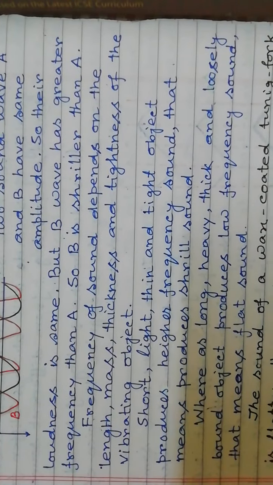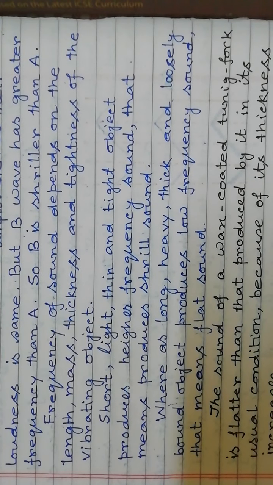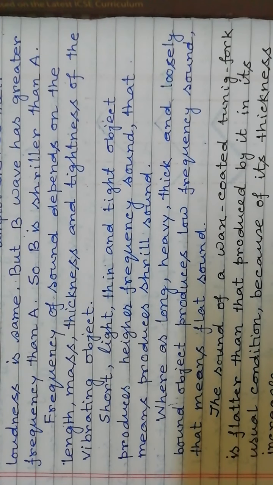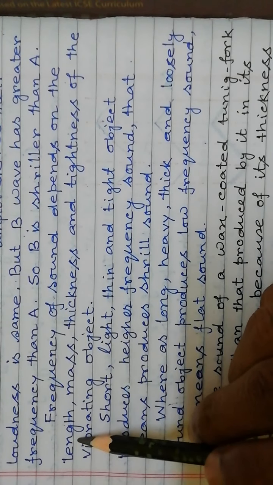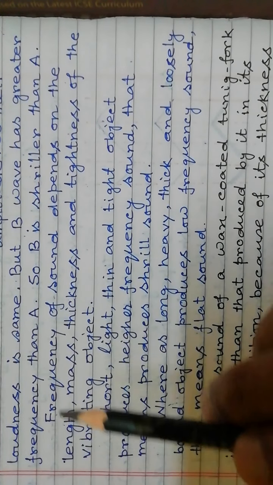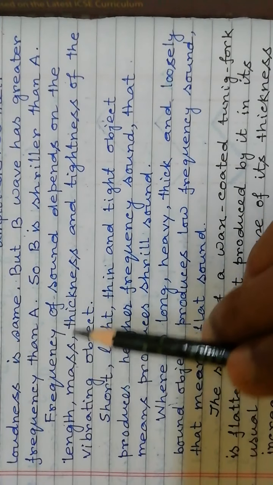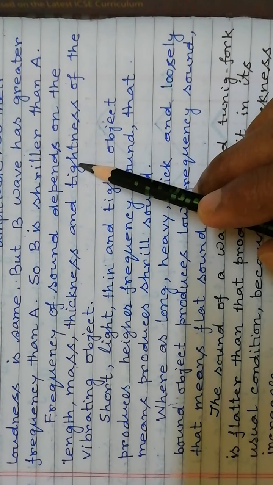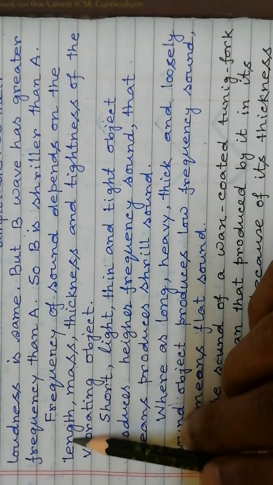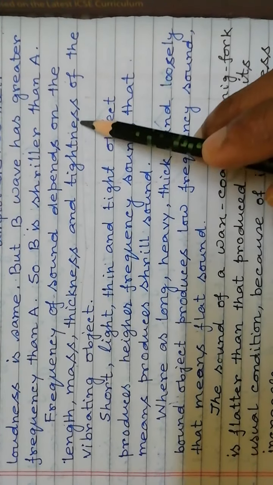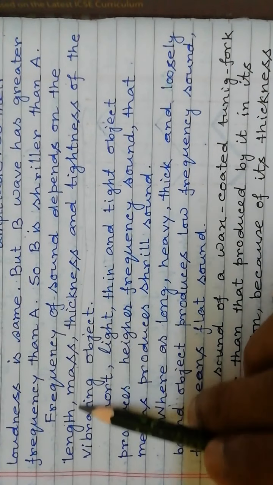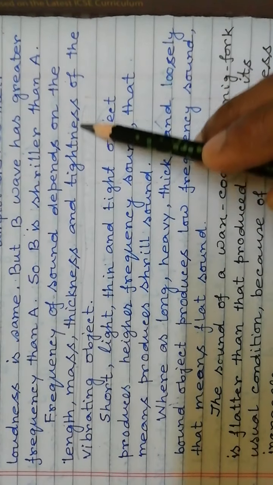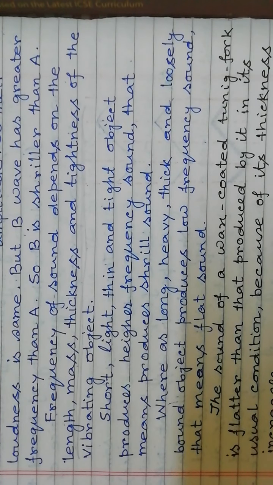Now, the frequency of sound depends on which factors? Frequency of sound depends on the length of the vibrating object, the mass of the vibrating object, the thickness of the vibrating object, and the tightness of the vibrating object. The frequency of the sound depends on these factors of the vibrating object.